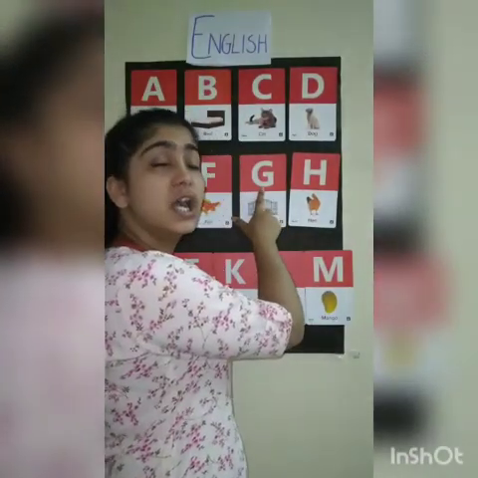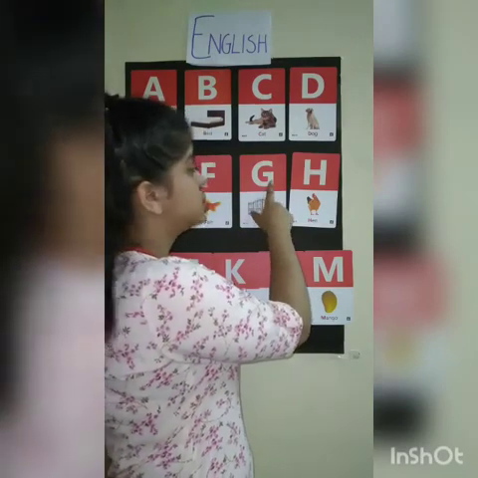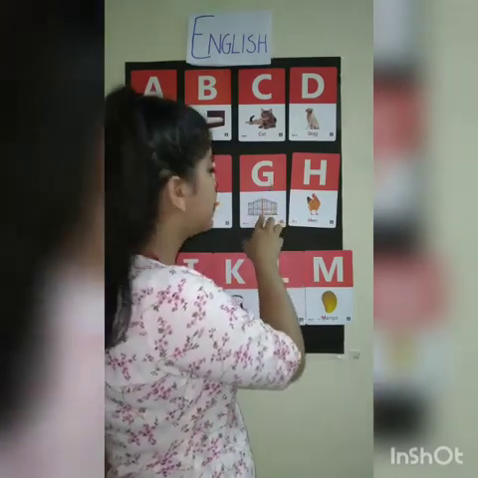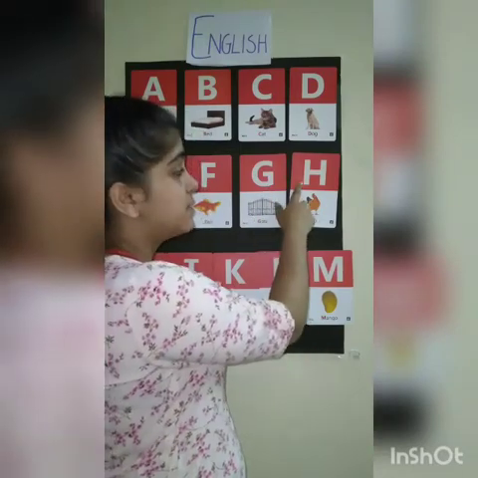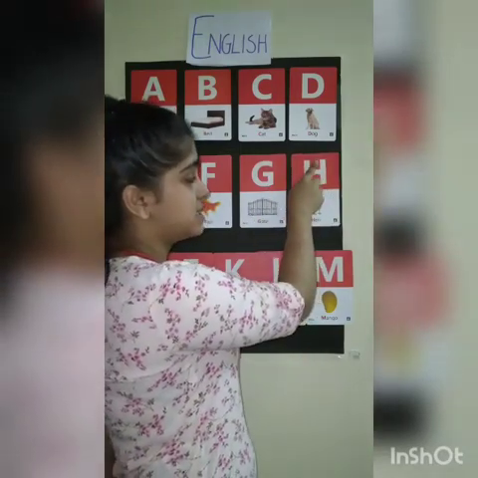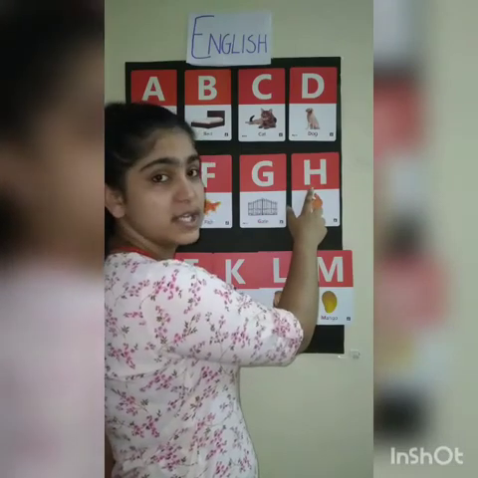G. G, G, Gate. G, G, Gate. Which letter is this? This is H. Which letter is this?